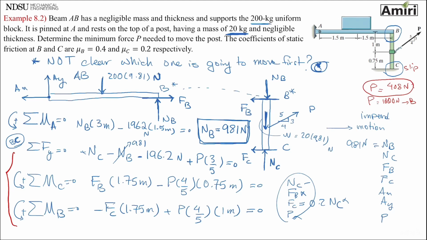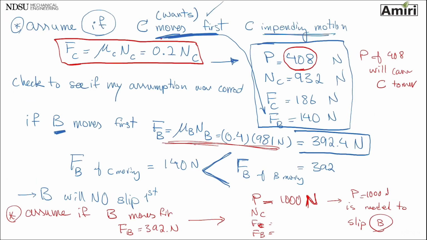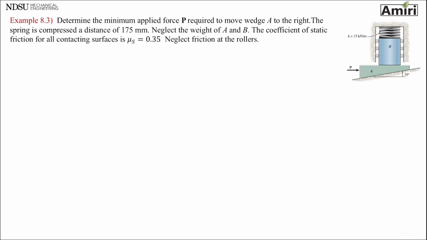So for problems like this, you can go either way. You can make an assumption and find two sets of data, set 1 and set 2, compare them with each other, and whichever has the lower force will be your answer. Or the way I did it here, you can make an assumption and just check that assumption to see whether it was correct or not. Okay, let's look at another problem.